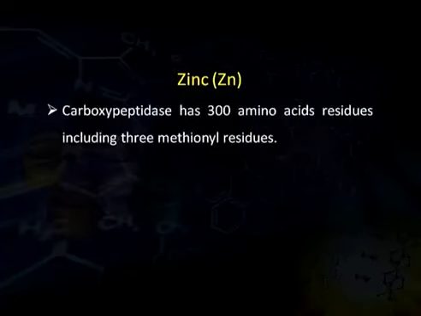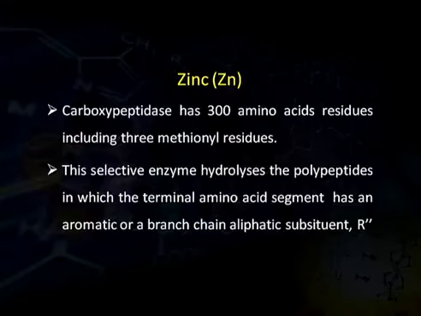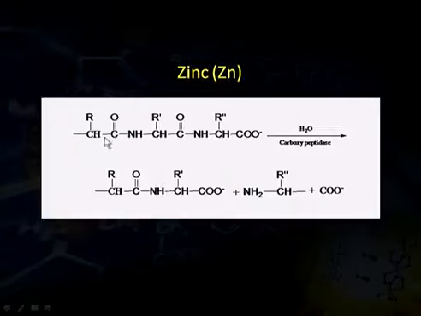Carboxypeptidase has 300 amino acid residues including 3 methionyl residues. This selective enzyme hydrolyzes the polypeptides in which the terminal amino acid segment has an aromatic or a branched chain aliphatic substituent, which is represented by R double dash in this figure. This is the amino acid sequence, and the enzyme carboxypeptidase hydrolyzes it from the end which contains the aliphatic or aromatic branched chain substituent, represented by R double dash.